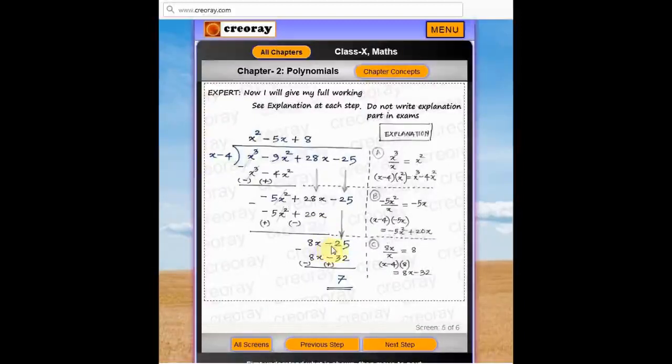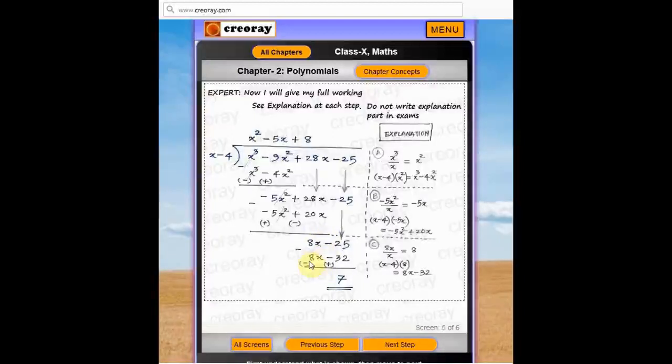Now again, let's repeat. 8x, write it as it is. Take the first x of this divisor. So 8x by x gives you 8. Write this 8 here on top as part of the quotient. Then multiply this x minus 4 into 8. Do your working separately. You will get 8x minus 32. Write this 8x minus 32 over here. Remember, we have to subtract it, so signs change. This becomes minus and this minus becomes plus. So they cancel out.